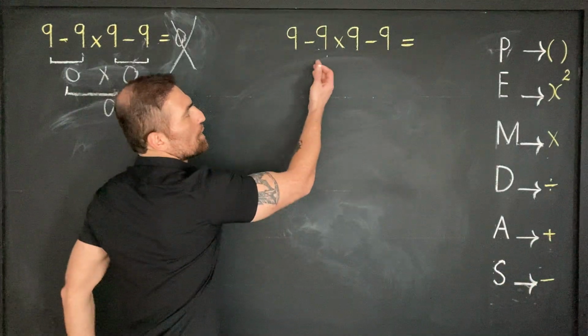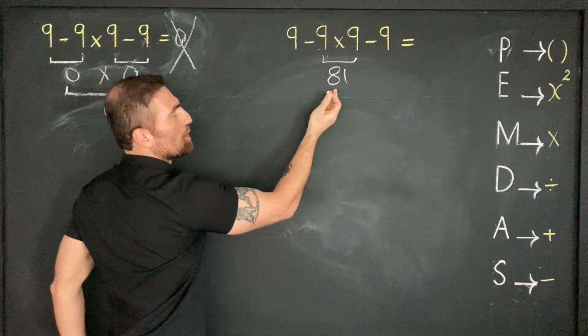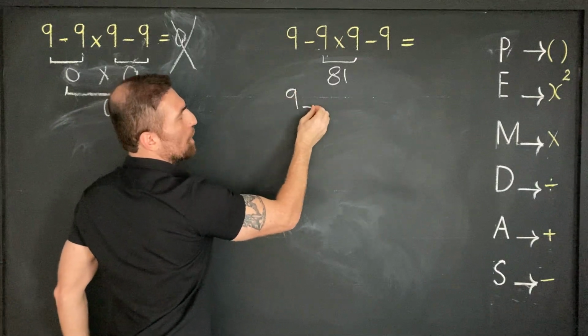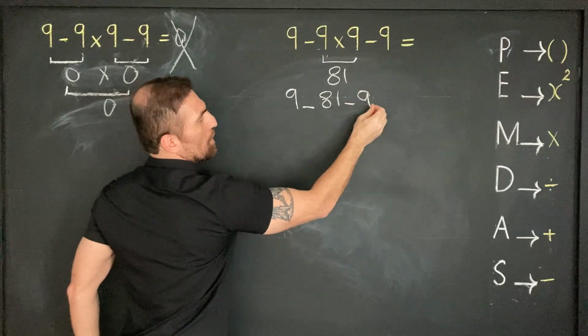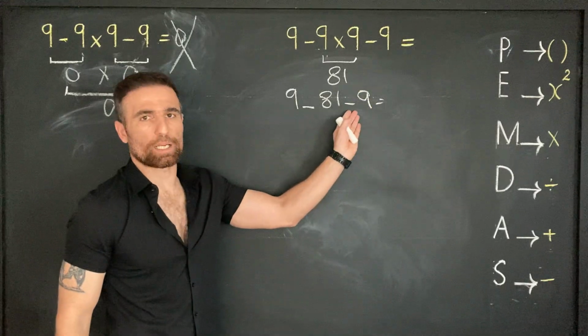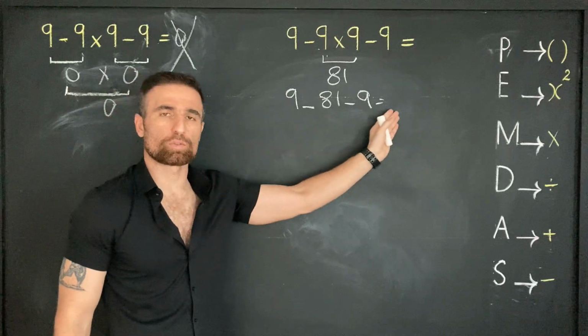So 9 times 9, 81. Let me write it. 9 minus 81 minus 9. Next, we have two subtractions. In this case, we need to start from left and continue our work to the right.